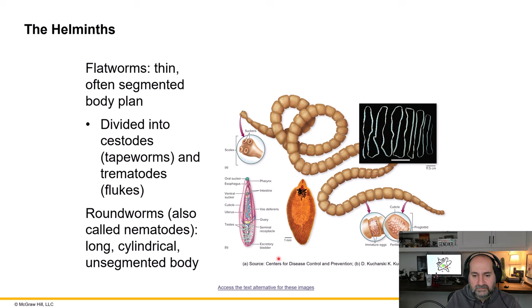Okay, and then there are the roundworms, also called the nematodes. These are long, cylindrical, unsegmented body types. Now let's talk general worm morphology.